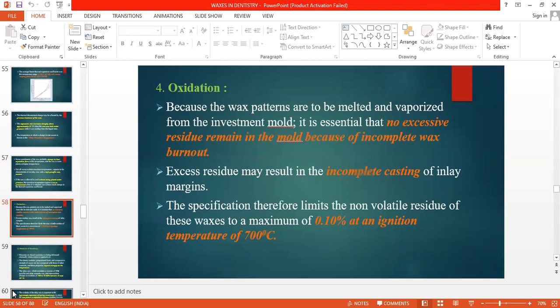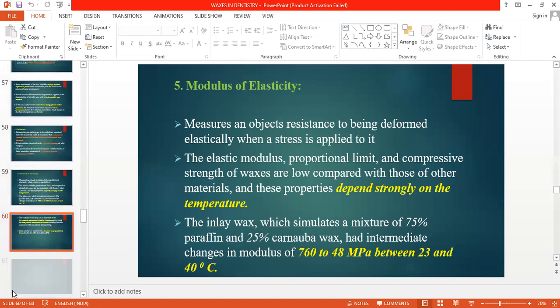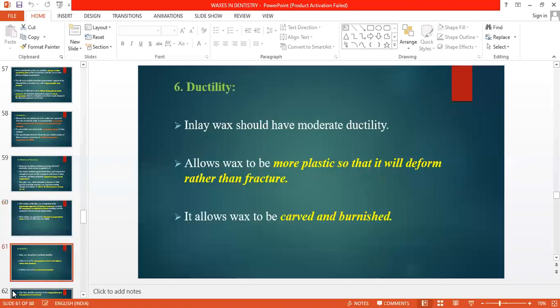Next one is the oxidation. Because the wax patterns are to be melted and vaporized from the investment mold, it is essential that no excessive residue remains in the mold because of incomplete wax burnout. If there is any excessive residue, it may result in incomplete casting of inlay margins. And modulus of elasticity, it is an object's resistance to being deformed elastically when a stress is applied to it. And for inlay wax, it ranges from 760 to 48. And it is mainly important in the hygroscopic expansion of the casting investment.